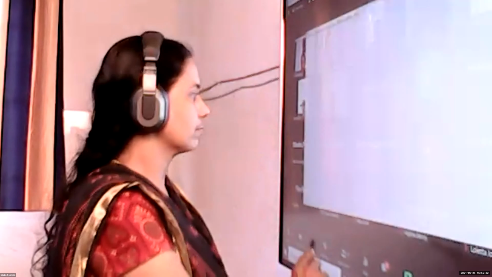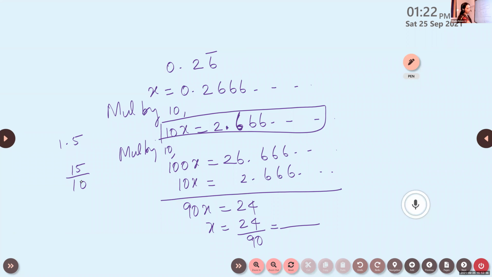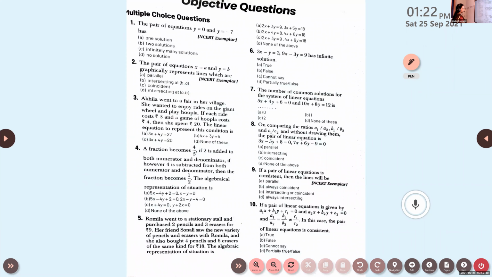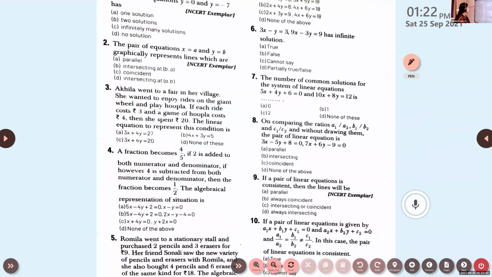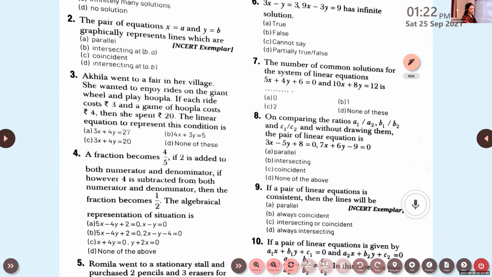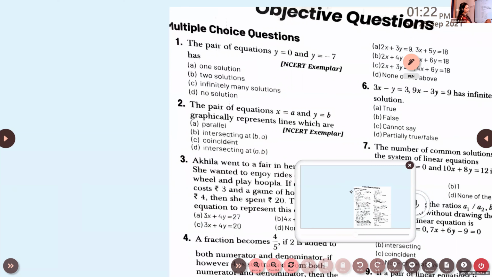Now, linear equations. In the morning we discussed the concepts. Now we are going to do the problems from this part. No need to write. You first listen to it. I'll send this afterwards. I'll be sending this part to you.